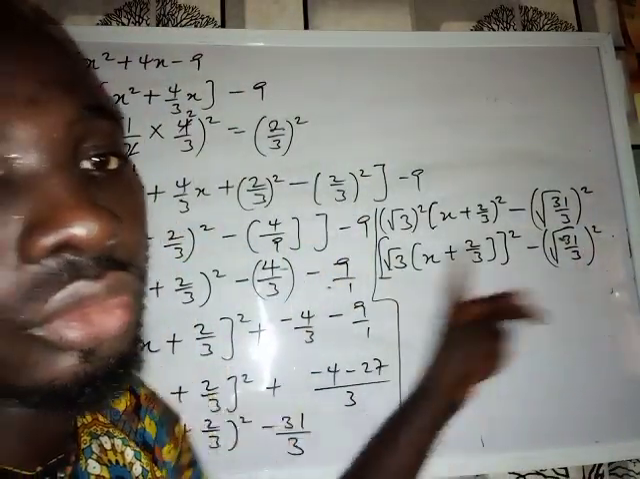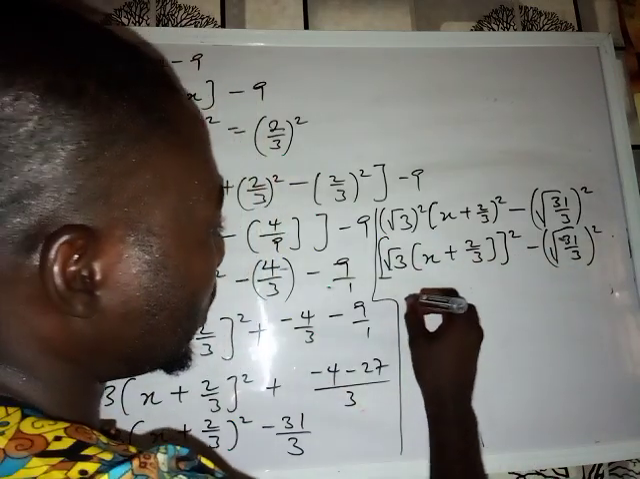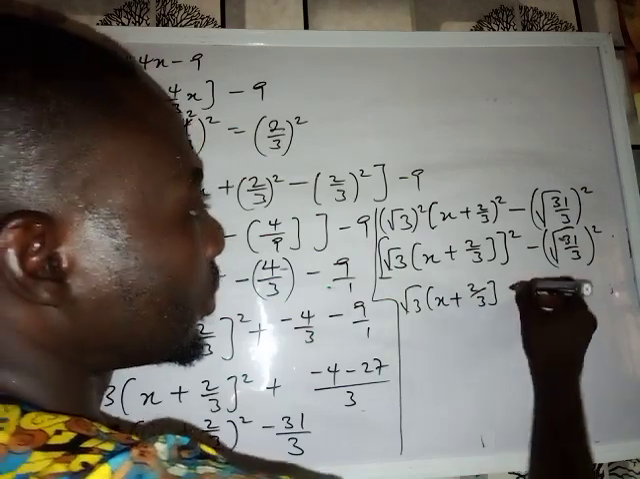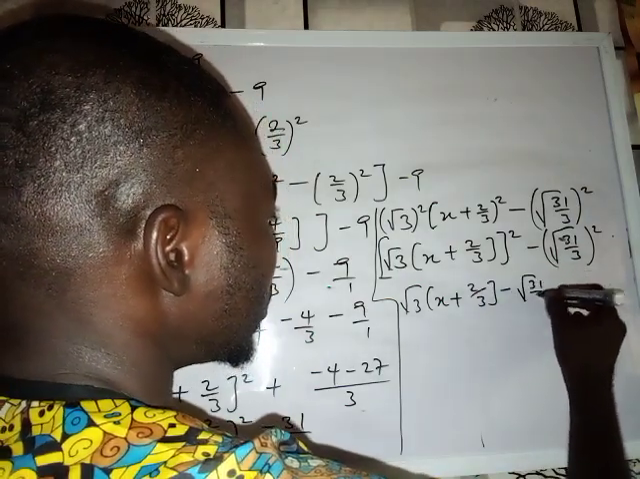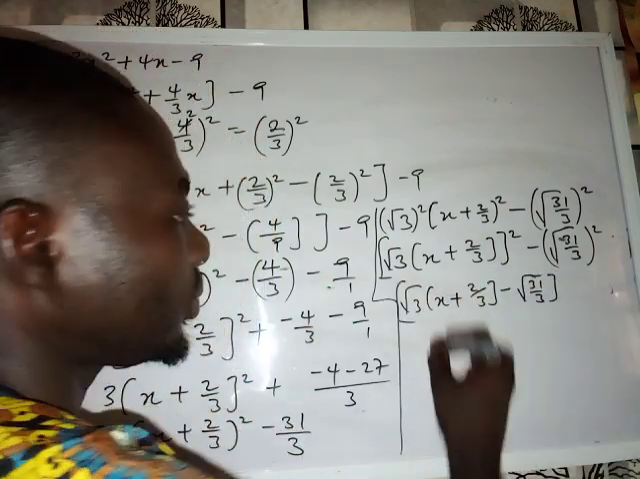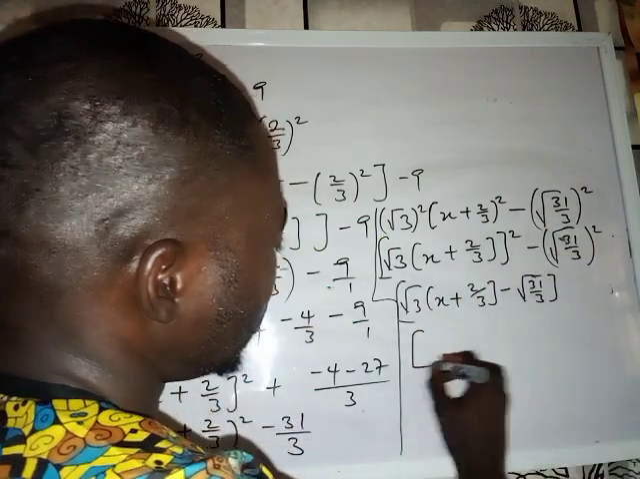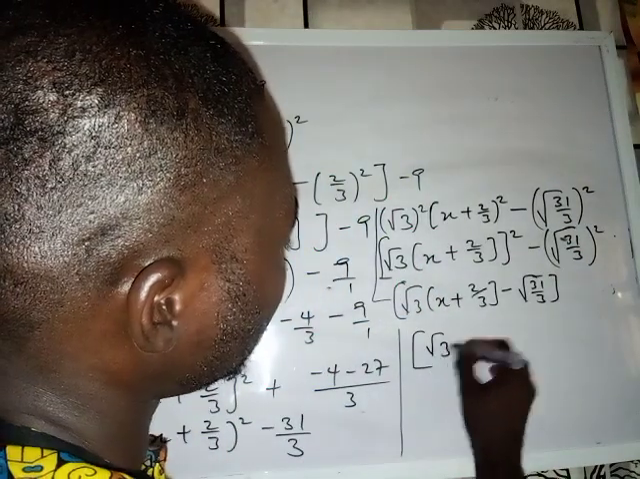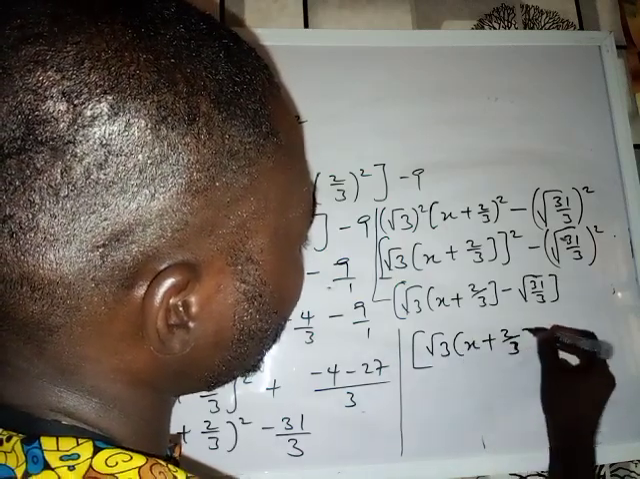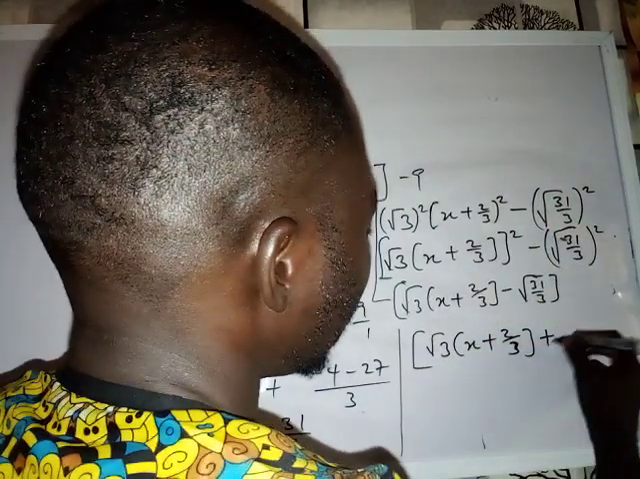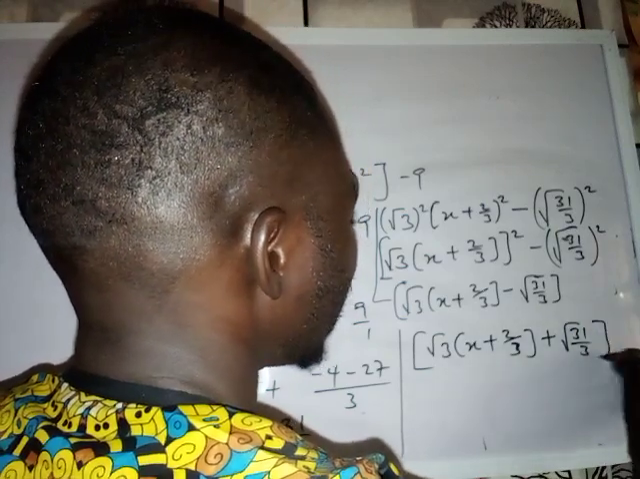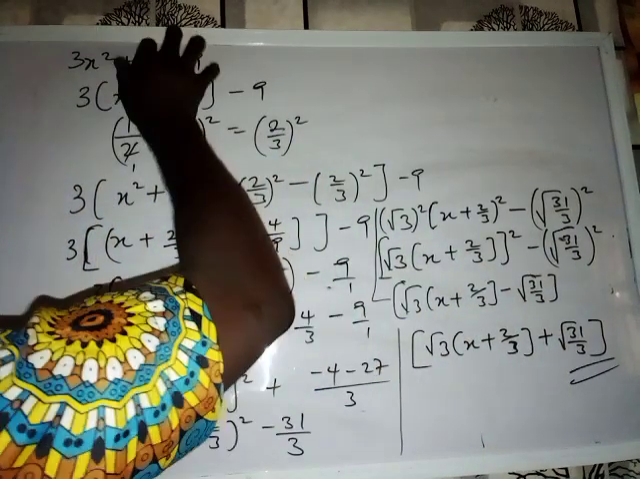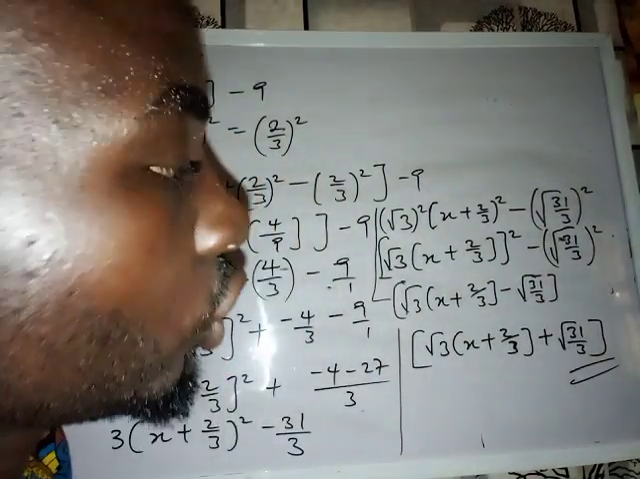Then it will now become a difference of 2 squares. So I combine them together, taking the negative first: root 3 times x plus 2 over 3, minus root 31 over 3. That's the first one. Then the positive one, the same thing, root 3 times x plus 2 over 3, then positive this time around, root 31 over 3. And that is the final answer. So if we expand this, we are going to have this expression back.